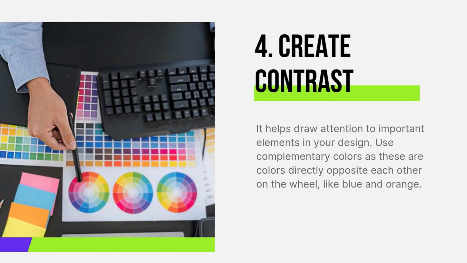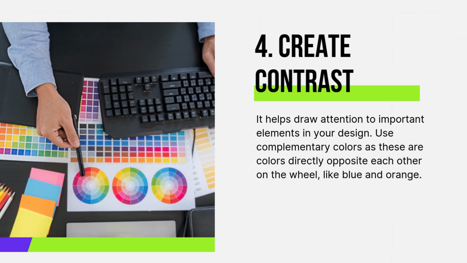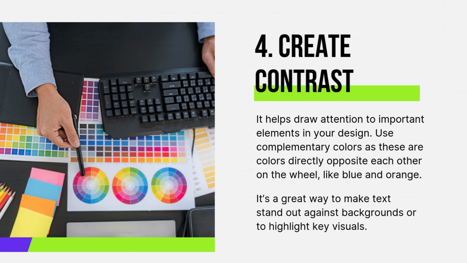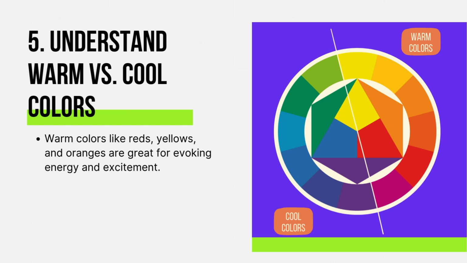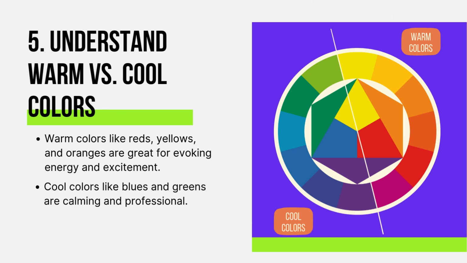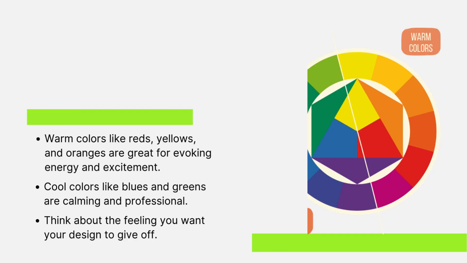Contrast is key. It helps draw attention to important elements in your design. Use complementary colors, as these are colors directly opposite each other on the wheel, like blue and orange. It's a great way to make text stand out against backgrounds or to highlight key visuals. Next, understand warm versus cool colors. Warm colors like reds, yellows, and oranges are great for evoking energy and excitement. Cool colors like blues and greens are calming and professional. Think about the feeling you want your design to give off.